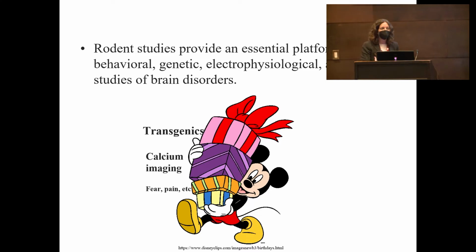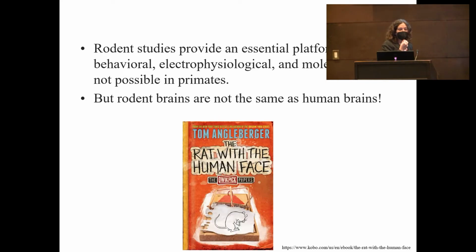Rodent studies are essential for doing translational neuroscience, which means for understanding basic mechanisms that we can then bridge to clinical practice. Because there are a bunch of genetic and molecular and electrophysiological tools and manipulations that we can do in rodents that we just can't do in humans, but will eventually have impact on human disorders. And so that's great, but rodent brains are not the same as human brains.